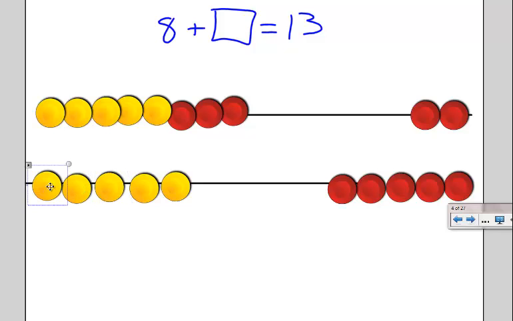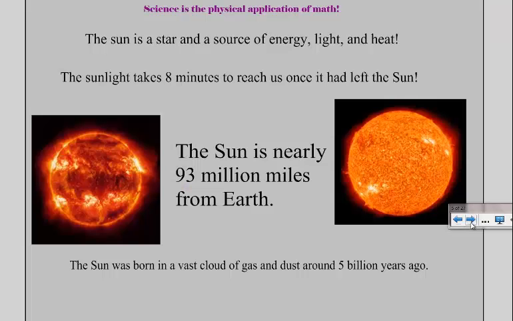So let's check out our fact of the day. Science is the physical application of math. So an important part of our solar system is the sun. The sun is a star, and it's the source of all energy, light, and heat on the planet. Did you know it takes the sunlight 8 minutes to get from the sun to planet Earth? The sun is nearly 93 million miles away. That means that light is traveling really, really fast. And actually, the sun is 5 billion years old, and it's made of a cloud of gas.